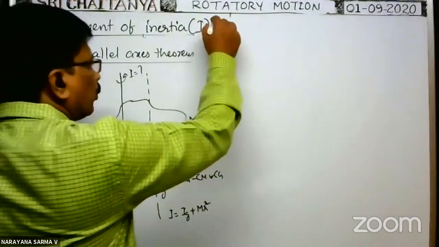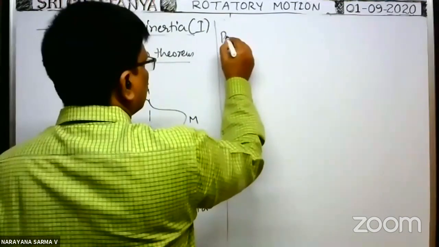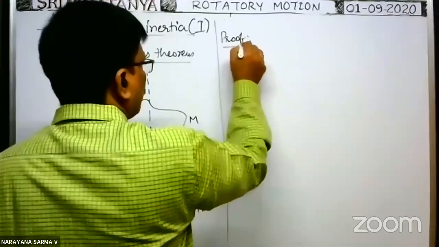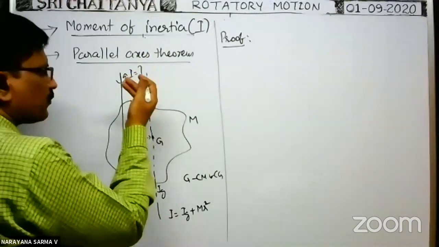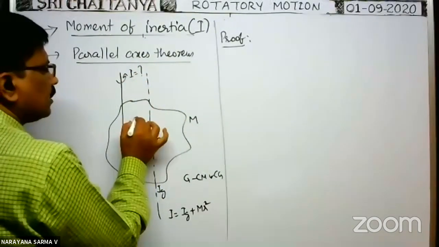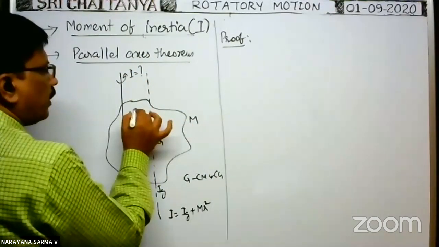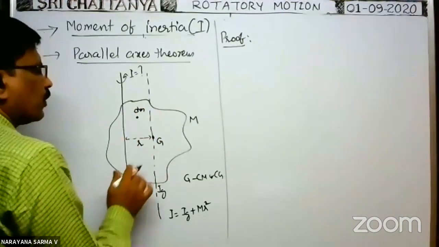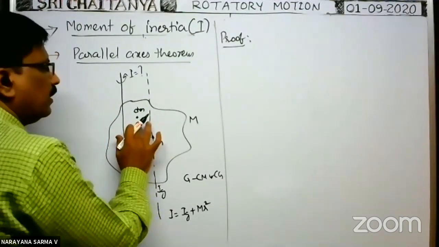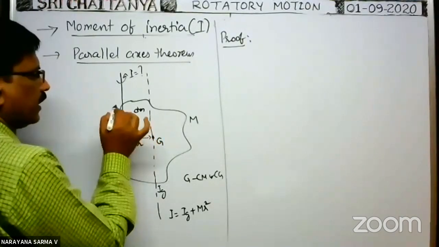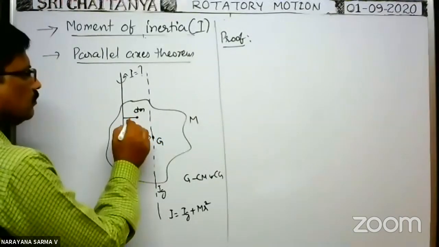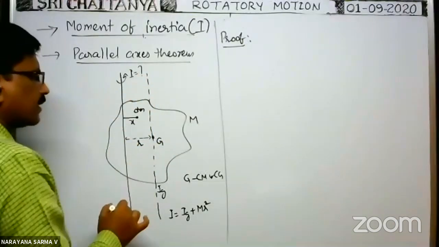Proof. Suppose, as it is a rigid body, it is composed of so many particles. You imagine one particle having mass dm at this point. You consider one particle in the rigid body at this point, which is at a distance, say, small x from the given axis.